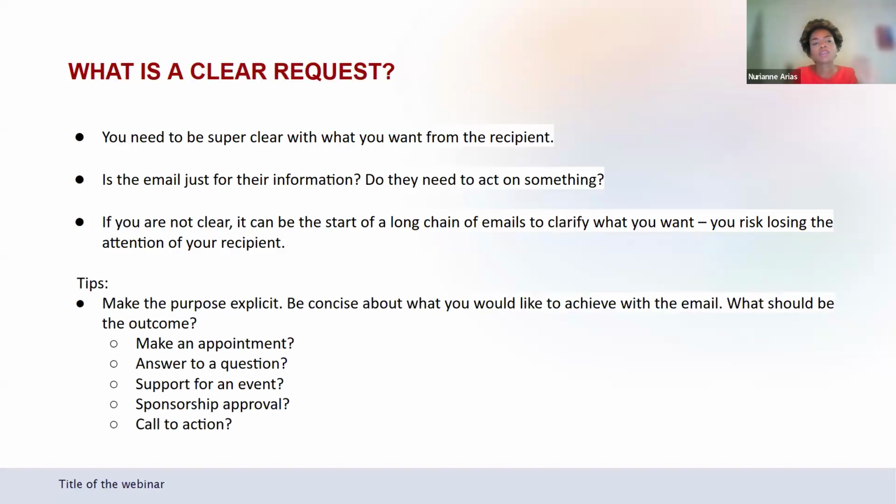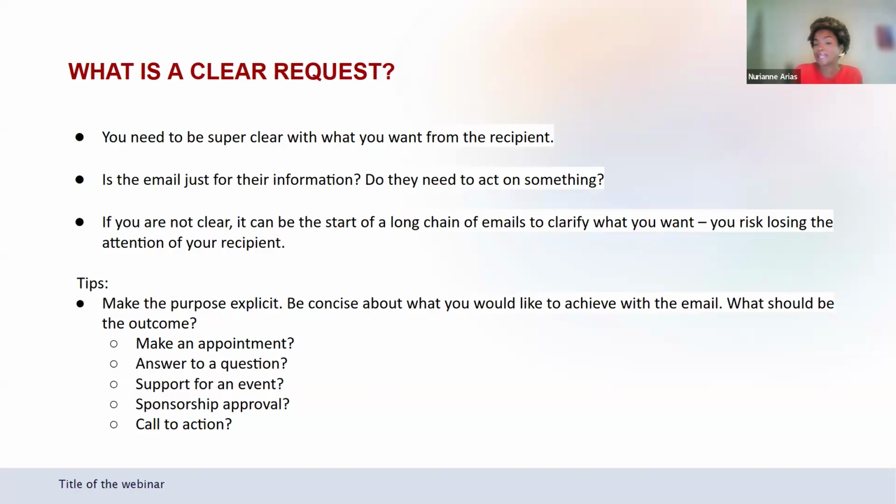So one tip for making the purpose of your email explicit: be concise about what you would like to achieve with the email. Again, use your keyword SMART. Are you aiming to make an appointment? Do you want to have an answer to a question that you post in your email? Would you like to receive information? Do you want them to support an event, be it by being present, being a partner, giving a sponsorship, a donation, endorsing it? Do you want a sponsorship approval? Do you want a call to action?